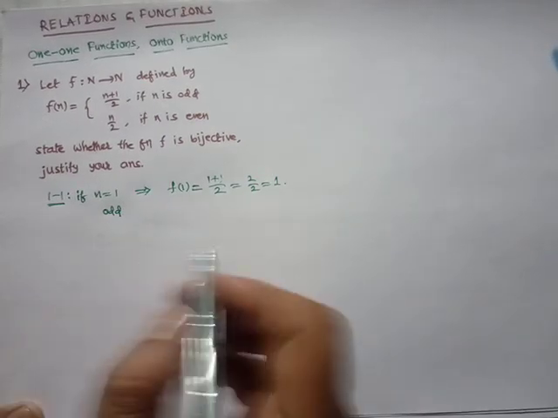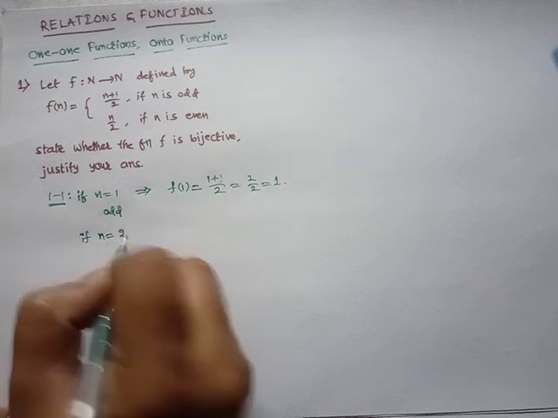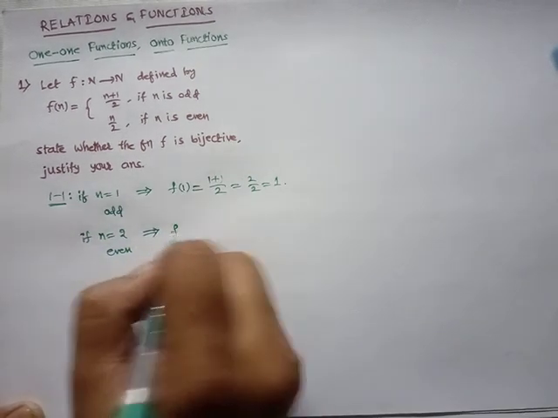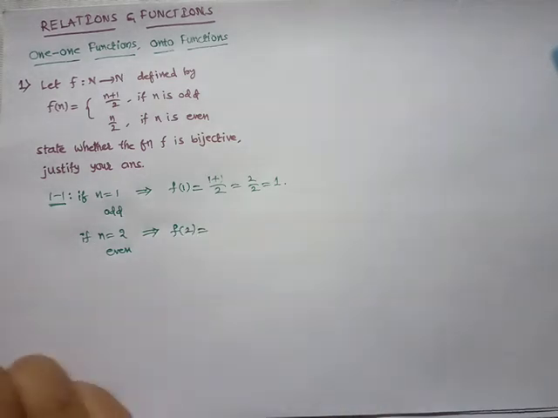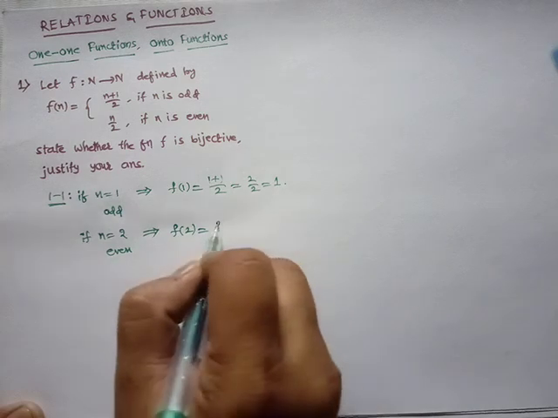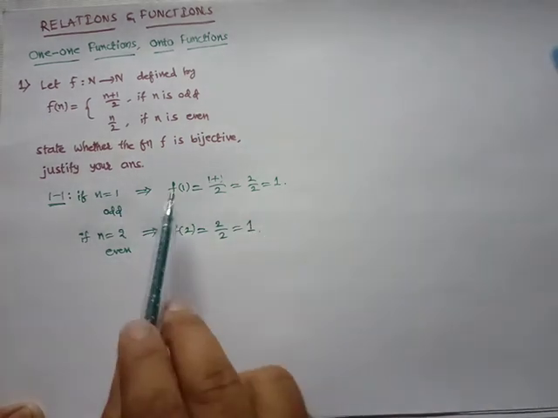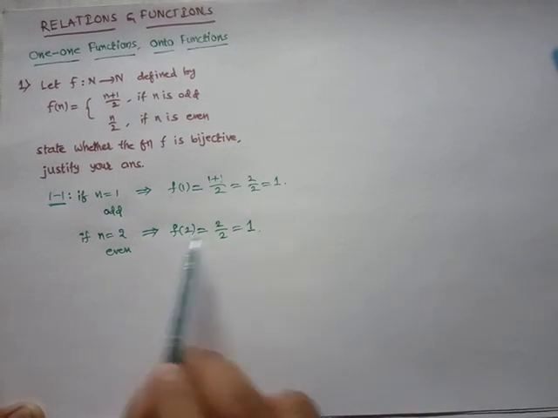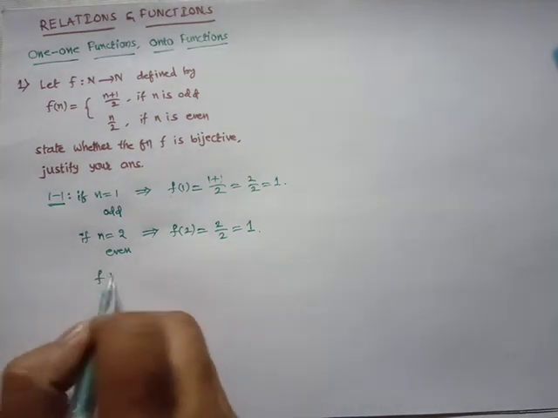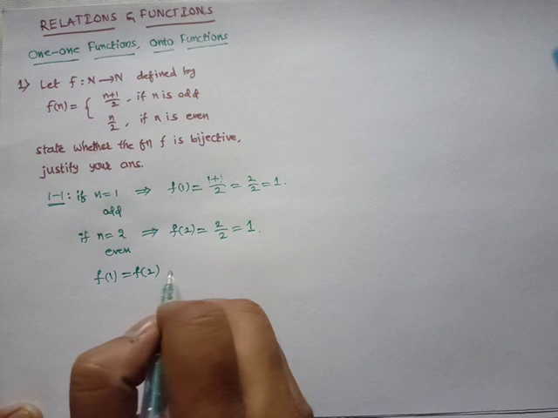Then the second case, if n is 2, it is even, then f of 2 is equal to n by 2. N is nothing but 2, so 2 by 2 is equal to 1. F of 1 is equal to 1, and f of 2 is equal to 1. In both cases you are getting 1. And f of 1 is equal to f of 2, and both are 1.